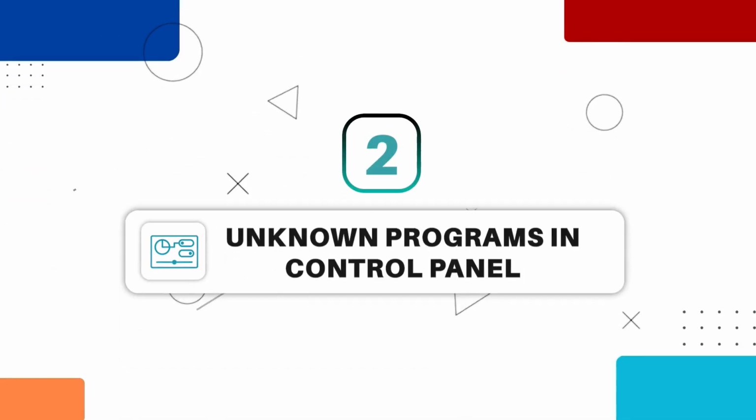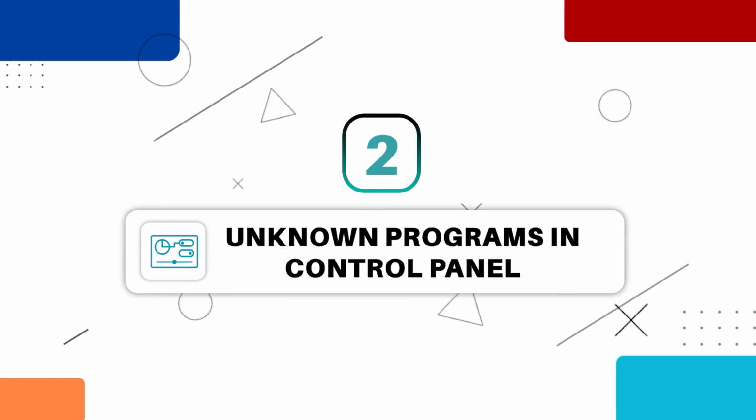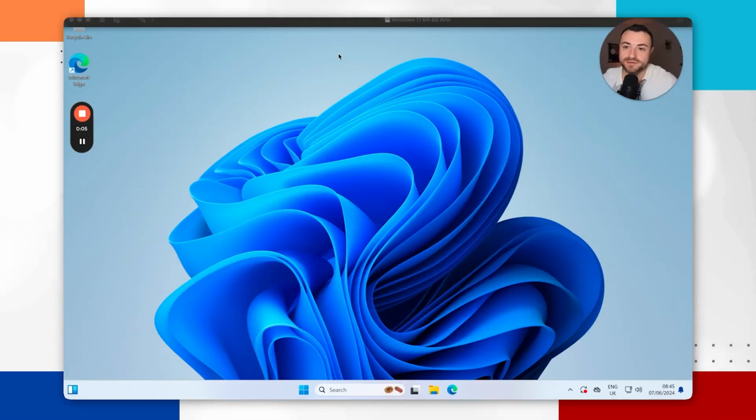So next up then, we're going to be looking for unknown programs in your control panel. So the control panel then houses a list of installed programs on your PC, and we're going to be looking for unknown programs in here. Much like finding a stranger in your home, discovering software you didn't install is one glaring red flag or indicator of compromise to look out for.